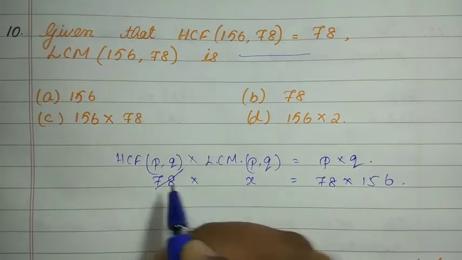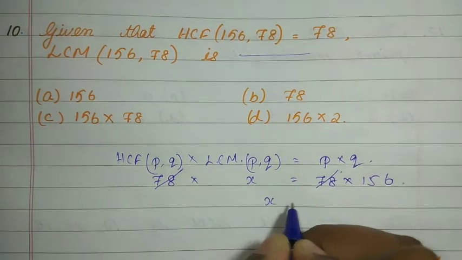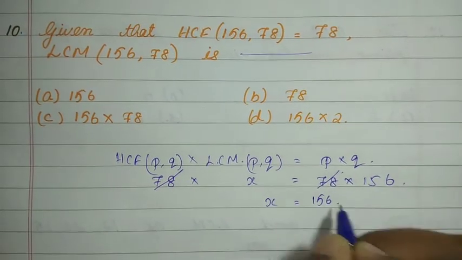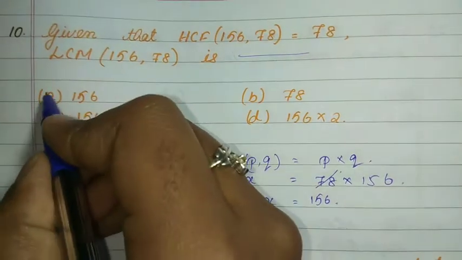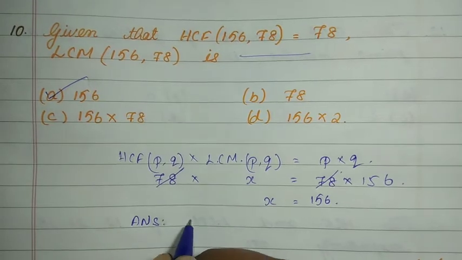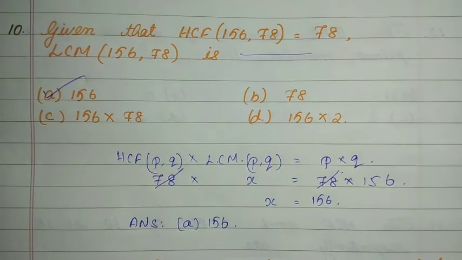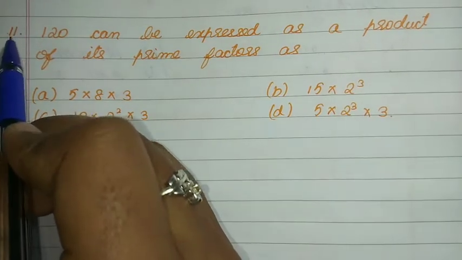So here 78 and 78 is common, so I will cancel. So what is remaining? It is 156. So here my answer option A is right. So therefore the answer is option A, 156. That's it. Now 11th question.